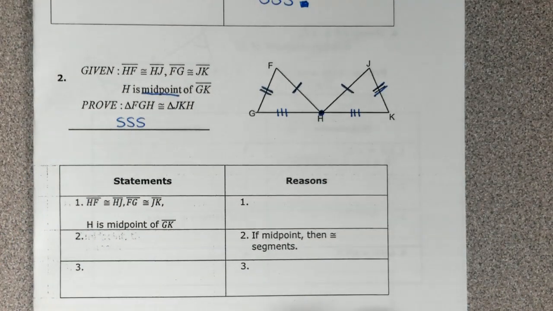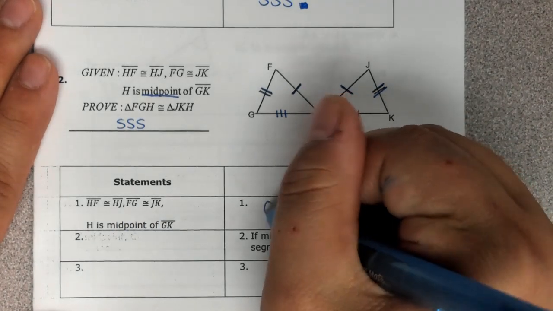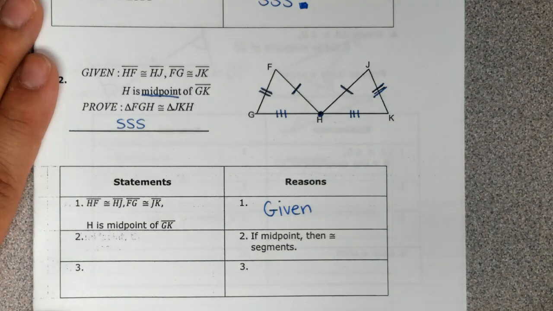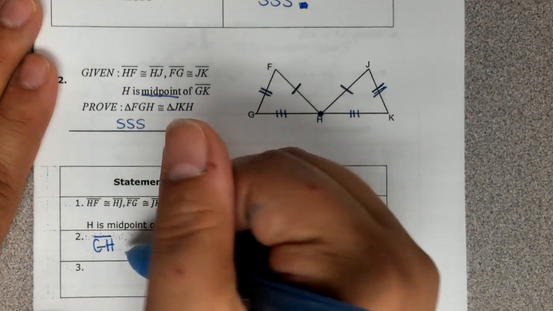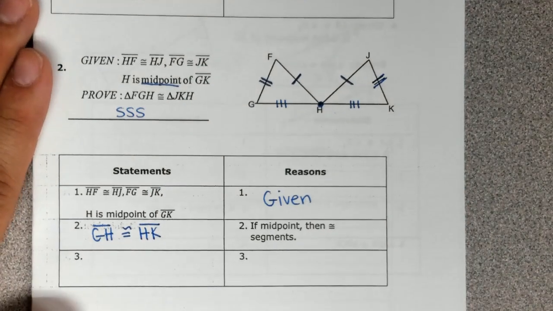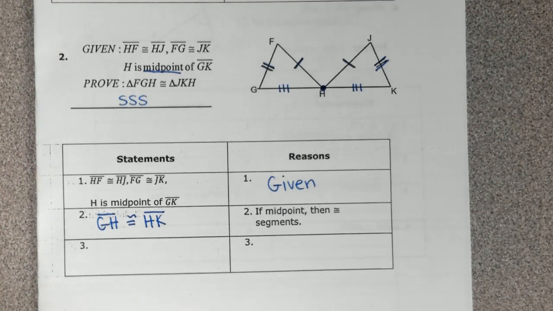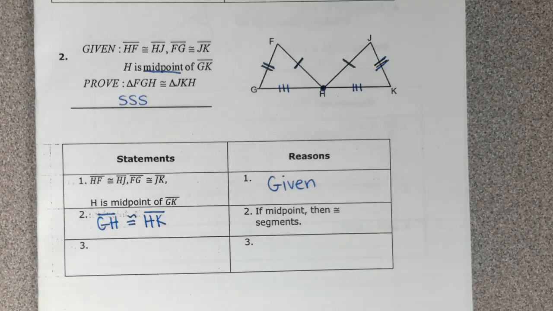So we just did the problem like we did yesterday. Now we're going to write the proof for it. What is my first reason? What did we next do? We added tick marks to GH and HK. Don't forget the line above them or you'll get points off. GH is congruent to HK. Why? Because if it's a midpoint, then they're congruent.